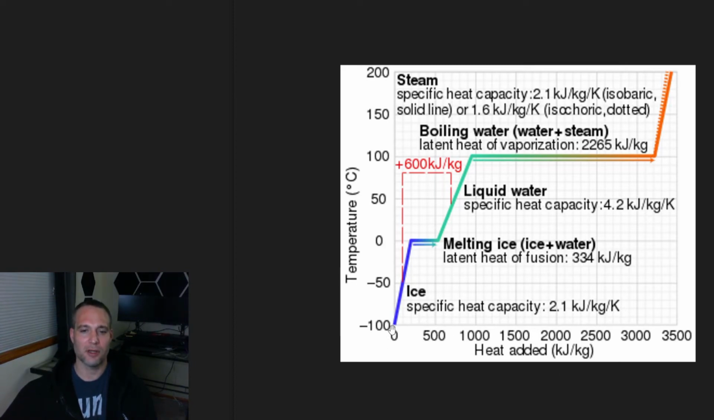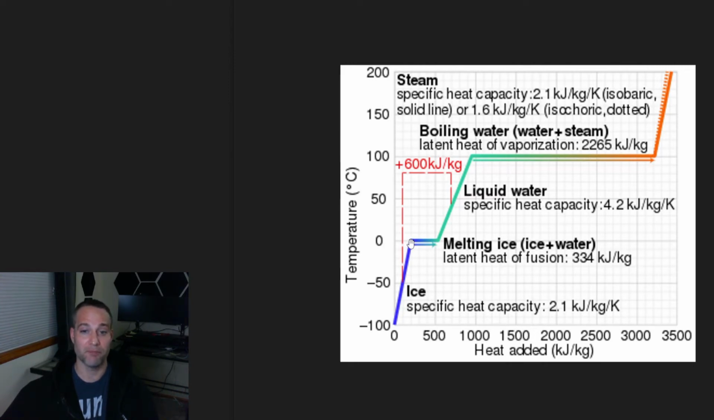Now we start here at the bottom left. This is the temperature of the water, negative 100 degrees C, very, very cold. So this is pure ice, very cold. And we start to add heat. Maybe we put it in a hot room, maybe we put it on a flame. And so as we add heat here, the temperature of the ice rises. And it rises and it rises until it reaches 0 degrees Celsius.